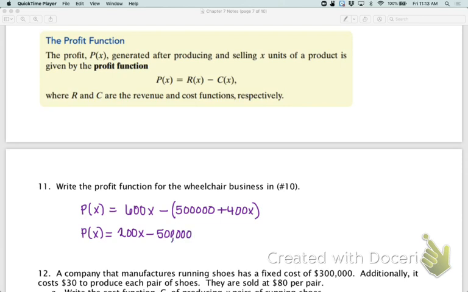So now you can tell very quickly, if we were to plug in our break-even value for X, 2,500, you get 500,000 minus 500,000, it's zero. We would need to sell more than 2,500 to make a profit. And if we sell less than 2,500, we will have a negative profit, which is equivalent to having a loss. So you're losing money at that point.